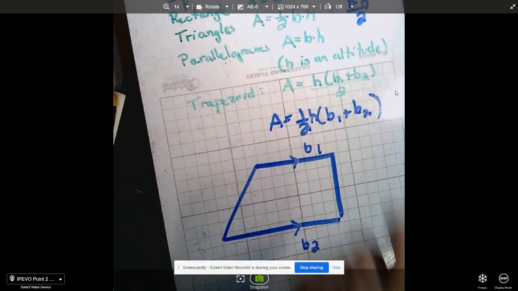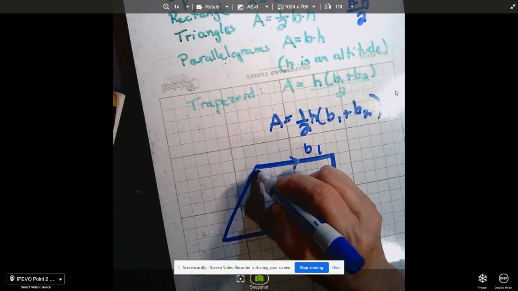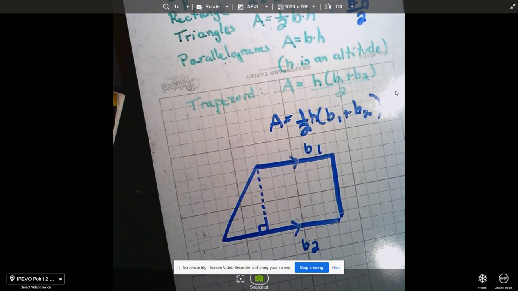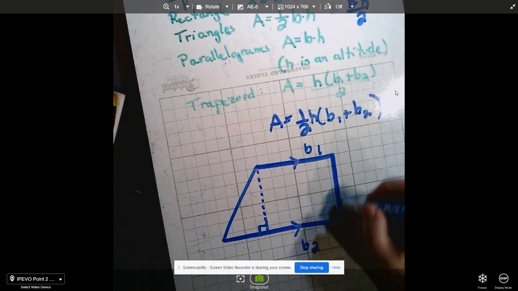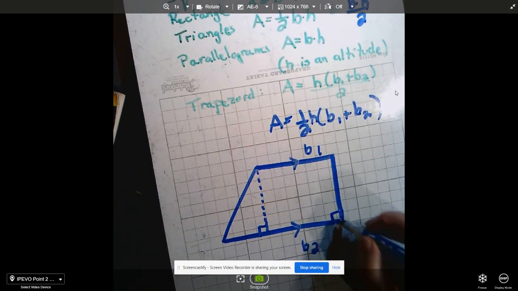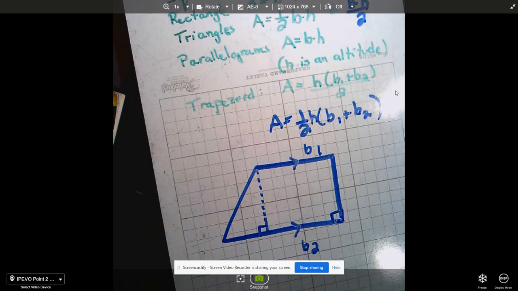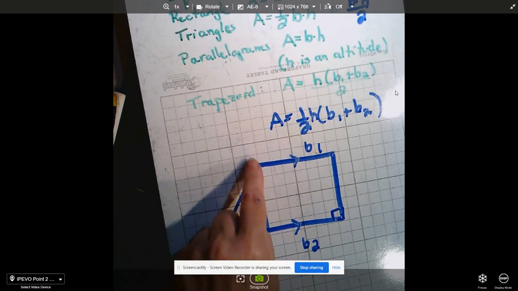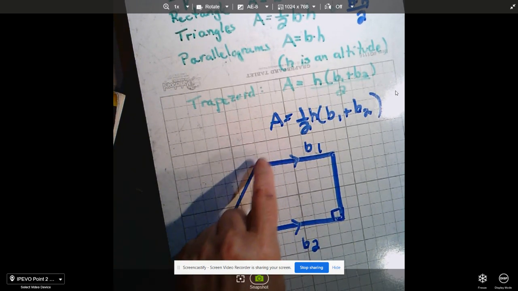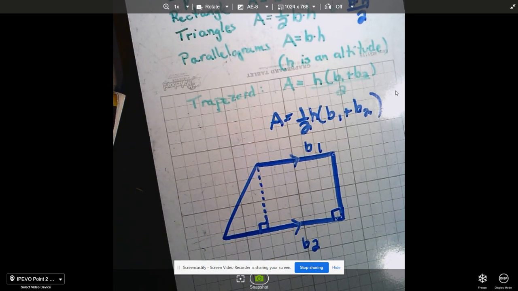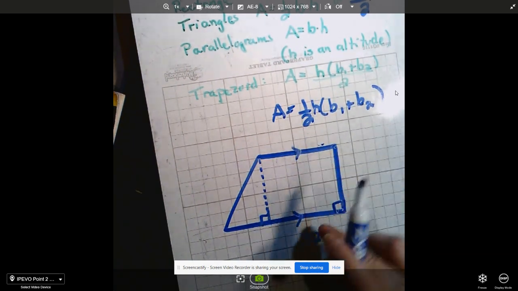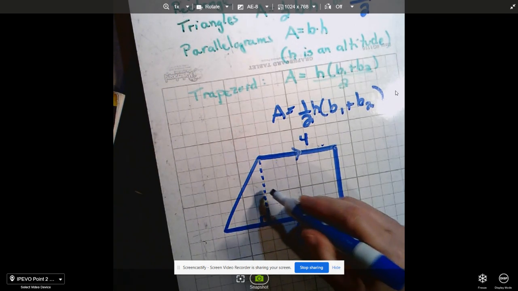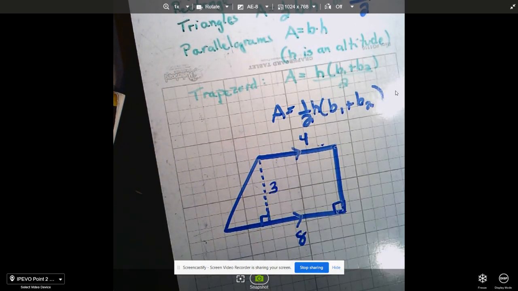But once again, this height in the formula has to be an altitude. So you have to look for it coming from a vertex to the opposite side at a right angle. Now, in this case, it looks like this one also comes from a vertex to the opposite side at a right angle. So sometimes it's part of the trapezoid, but most often it would be kind of inside the trapezoid, and it's usually indicated by a dotted line, but again, not always. So let's say they said this was 4, and this was 8, and this was, I don't know, 3.